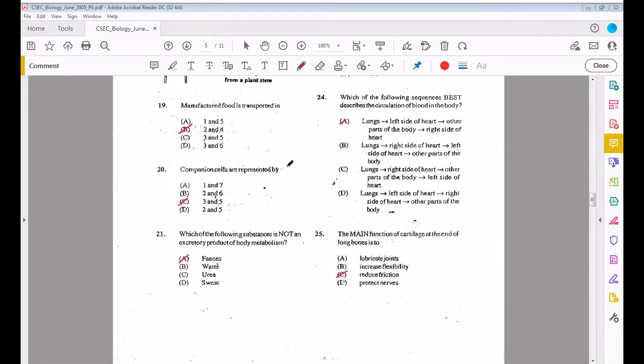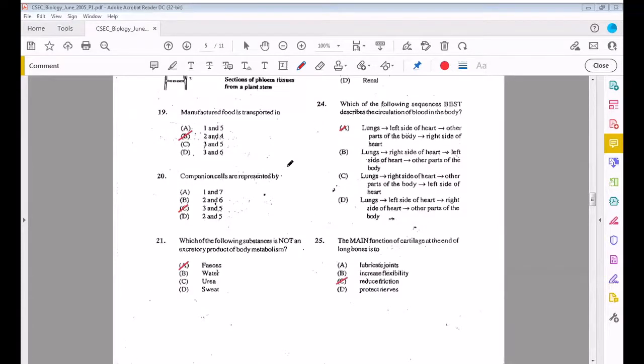21. Which of the following substances is not an excretory product of body metabolism? A, feces. Feces is a product of egestion. So egestion is the removal or getting rid of the undigested material from the alimentary canal, while everything else, there, water, sweat, urine, that is excretory products.